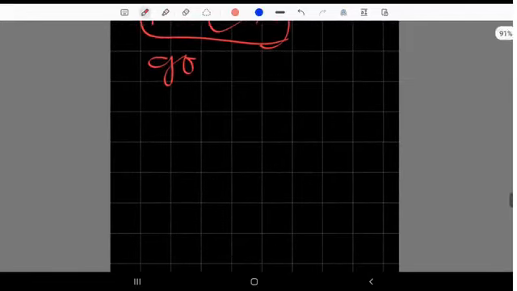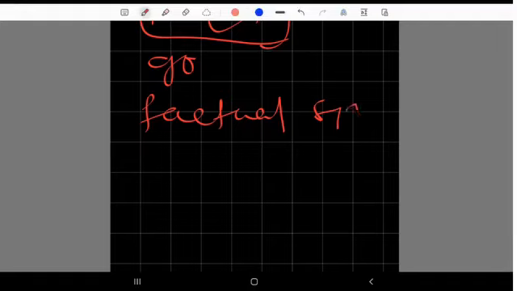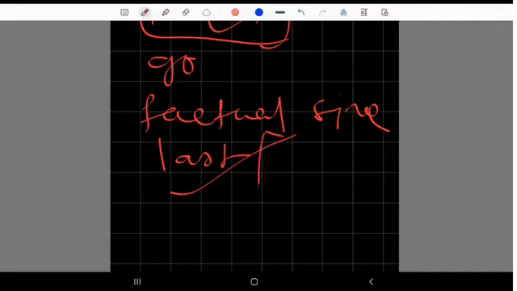And factual science news: you can see factual science news on the last page, at the end of the newspaper. So avoid this page also, because from this you will not gain any knowledge related to UPSC.